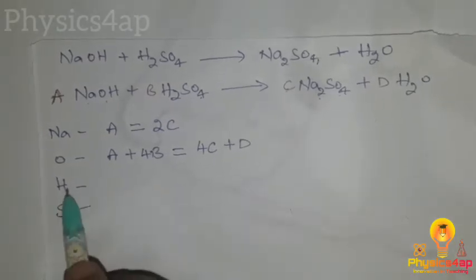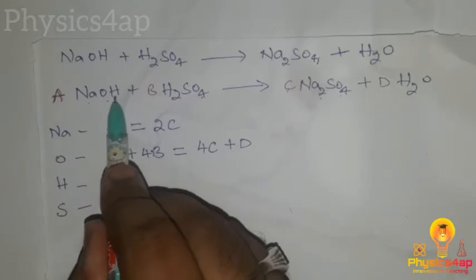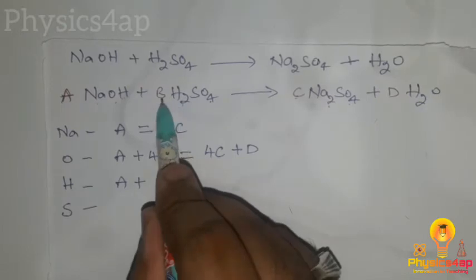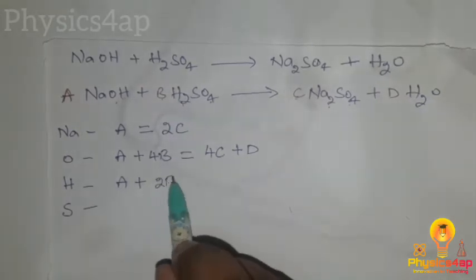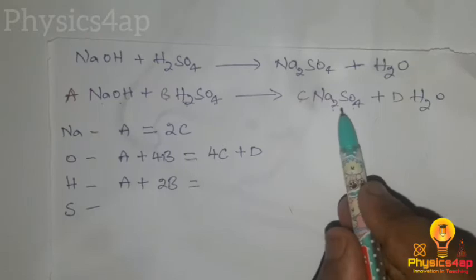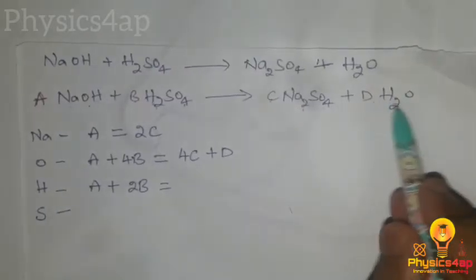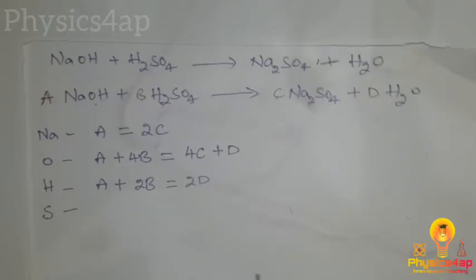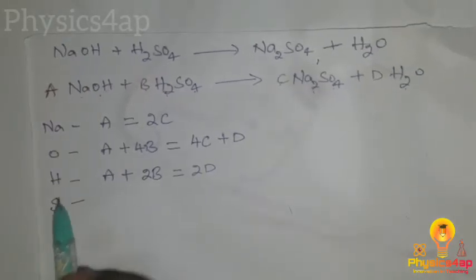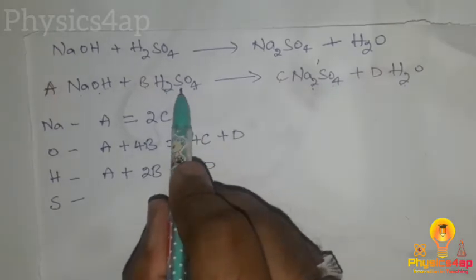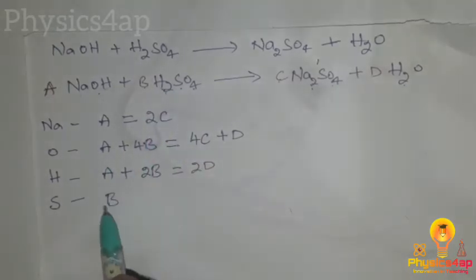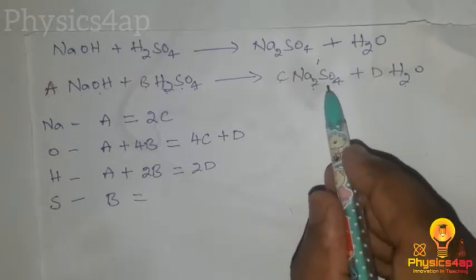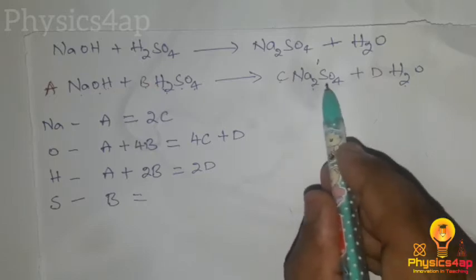And coming to the hydrogens, we have 1 hydrogen here, 1 into A, 1A, plus 2 hydrogens here, so 2 into B, 2B, equals 2 hydrogens here, so 2 into D, 2D. Next, coming to sulfur, we have one sulfur here, that is 1 into B, equals the sulfur on this side, as we don't have any number here, that means 1, so 1 into C.